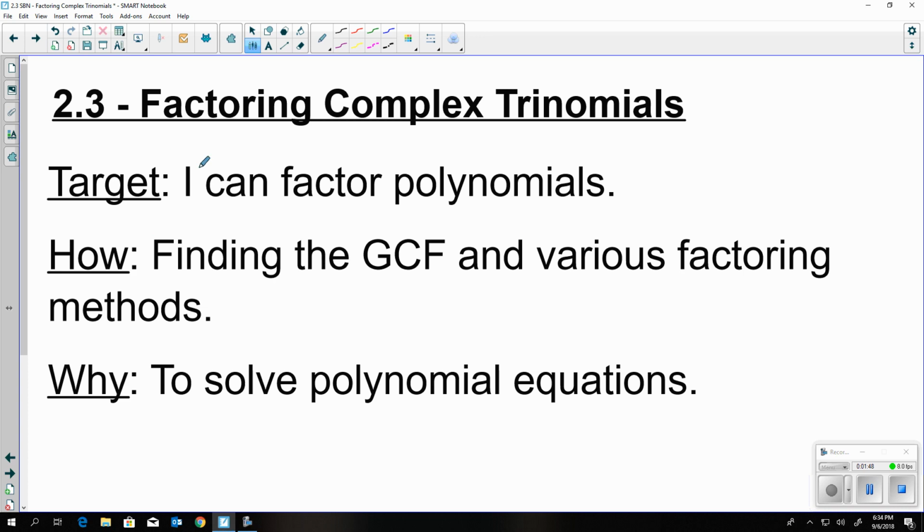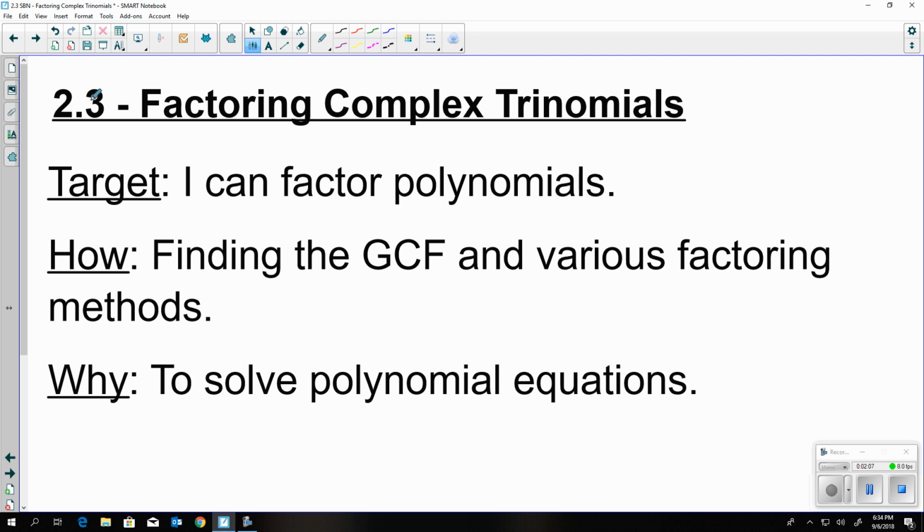We are factoring complex trinomials. That just means that the a value is not going to be 1 anymore. Briefly talked about this before, but I'm going to show you how you do these problems. So go ahead and write down your target, your how, your why, and then when you're done, hit play.